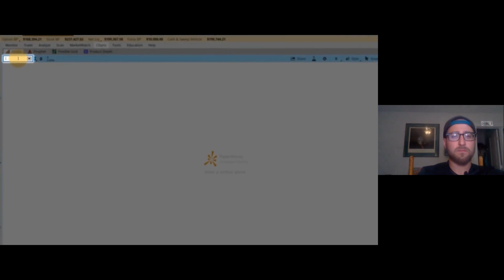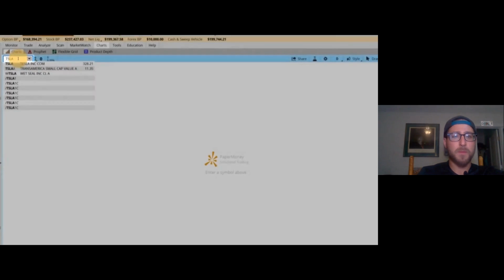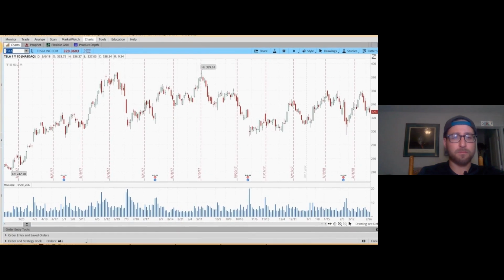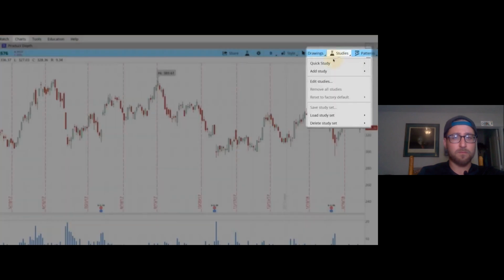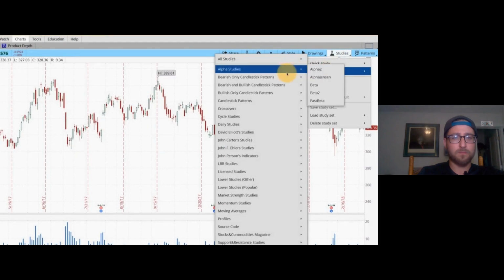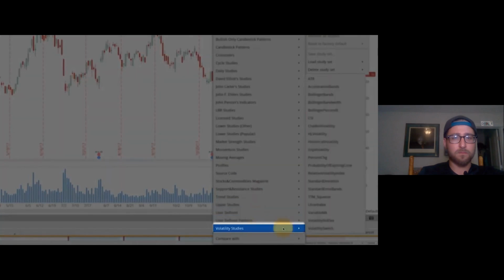We'll show how implied volatility can impact a more complex real-world example in a moment. But first, let's walk through how to evaluate implied volatility on an actual security using our simulated trading platform, Paper Money. To illustrate, I'll pull up a chart of Tesla. To look at the implied volatility of the stock, I can add a study. I'll click Studies, point to Add Study, then Volatility Studies, and finally select Implied Volatility.